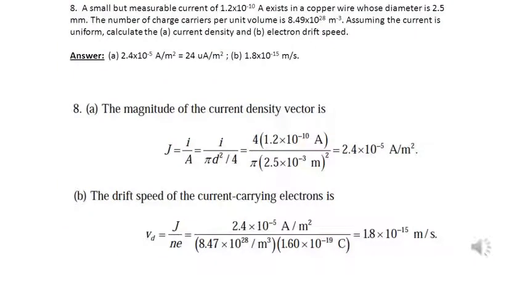A very simple question to calculate current density and drift speed. The amount of current that is flowing is 1.2 into 10 to the minus 10 ampere, and the diameter is 2.5 mm, to be converted into meters to find the area. The value of n, that is the number of charge carriers per unit volume, is 8.49 into 10 to the 28 per meter cube, because it is per volume. So in the first case, by putting the value of current and finding the area, you could find current density, and for drift speed, you know vd is equal to J by ne. From here you could also find the drift speed.